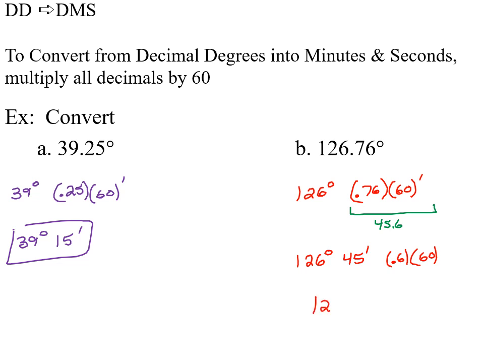So this becomes 126 degrees, 45 minutes and 36 seconds. And that is your answer going the other direction. Sometimes you do have to round this one off as well, so you might end up with like 36.4 seconds, and so you will have to round it off to the nearest second to make it nice looking.